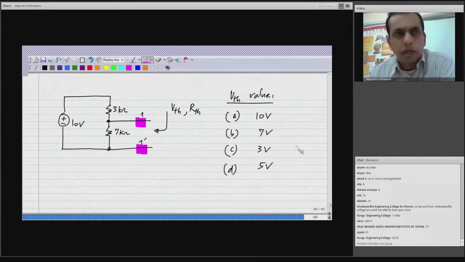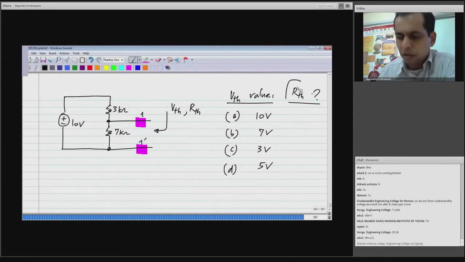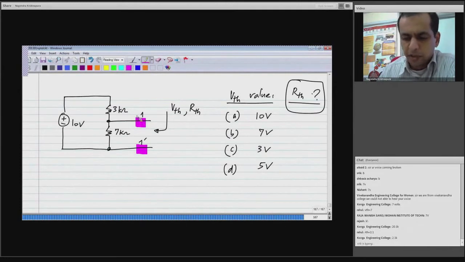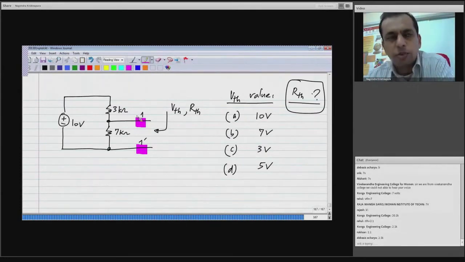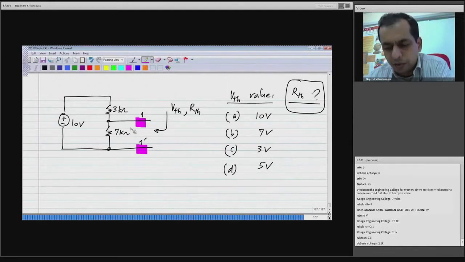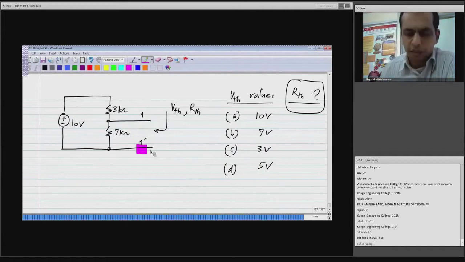So now the next thing is, what is the value of RTH? What is the value of RTH? Looking into these terminals, again what you should do is take the independent voltage source in this circuit, make it 0 and find the resistance looking back into the circuit. Okay.